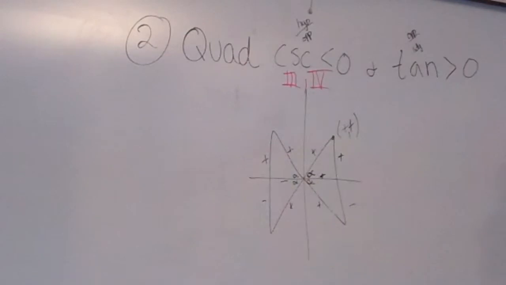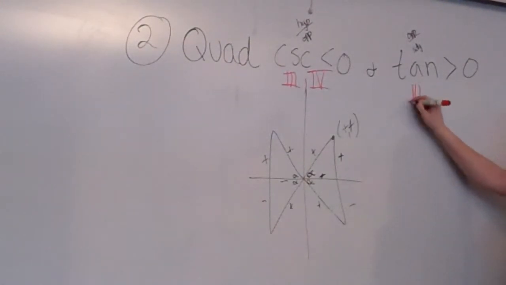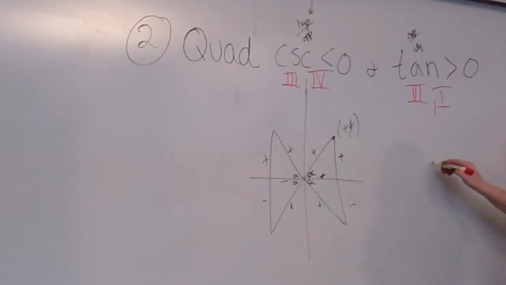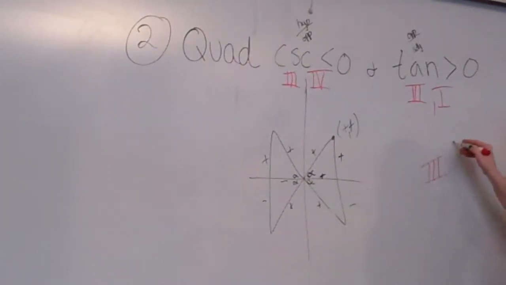In what quadrants is tangent going to be positive? 3 and what? And 1. Now, what's the case for both of them? Which one is true? 3. So it has to be quadrant 3, where both of those hold true.